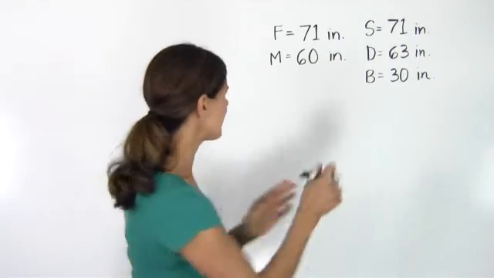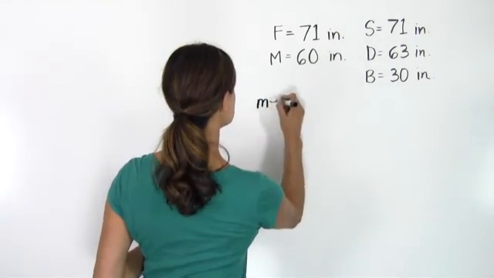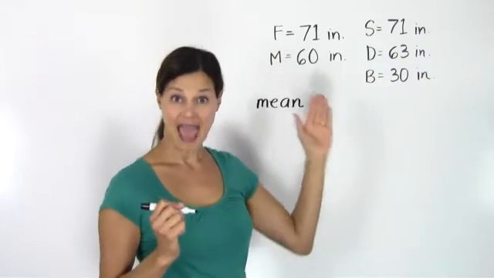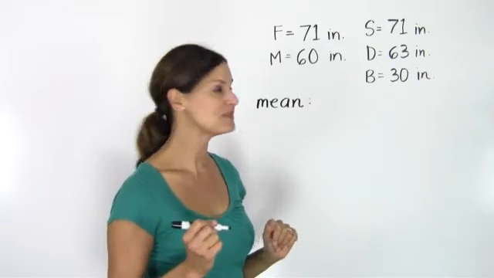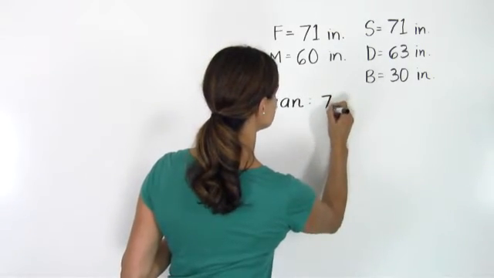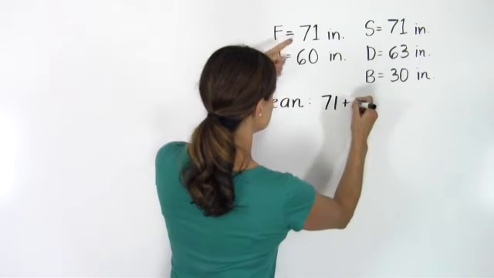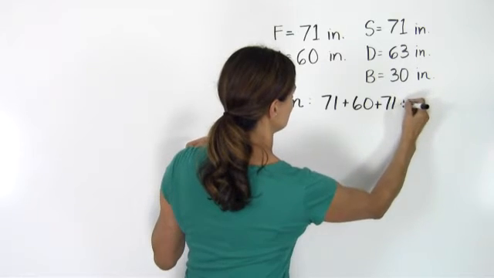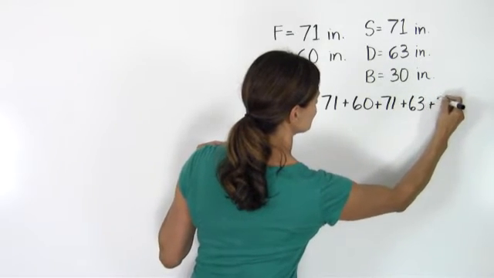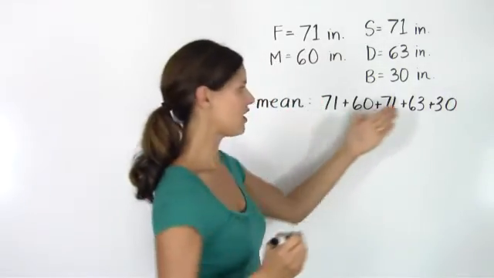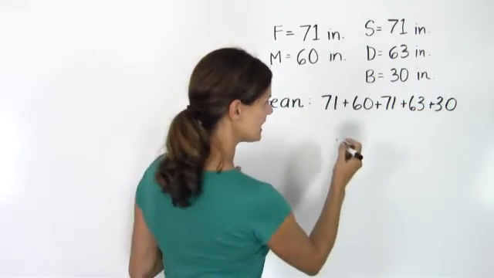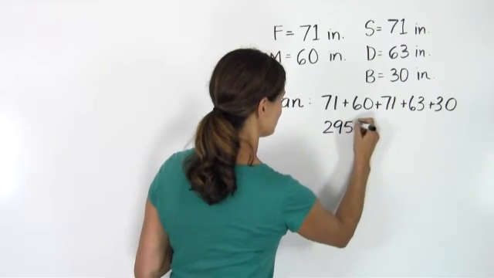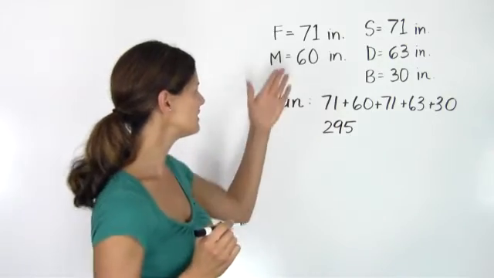So let's start by finding the mean height of this family. So we want to take the average of this family's heights. So if you remember, what we want to do is add up all the heights. 71 plus 60 plus 71 plus 63 plus 30. If we add all those heights up, we're going to get a total of 295 for the total sum of the measurements of their heights.